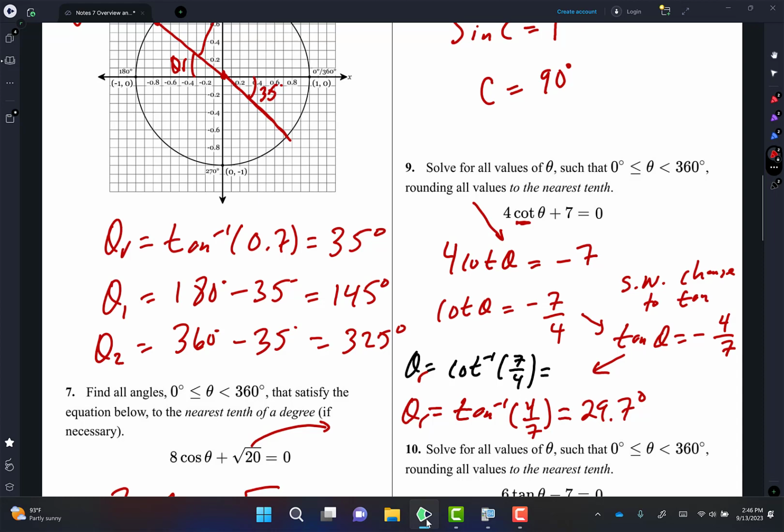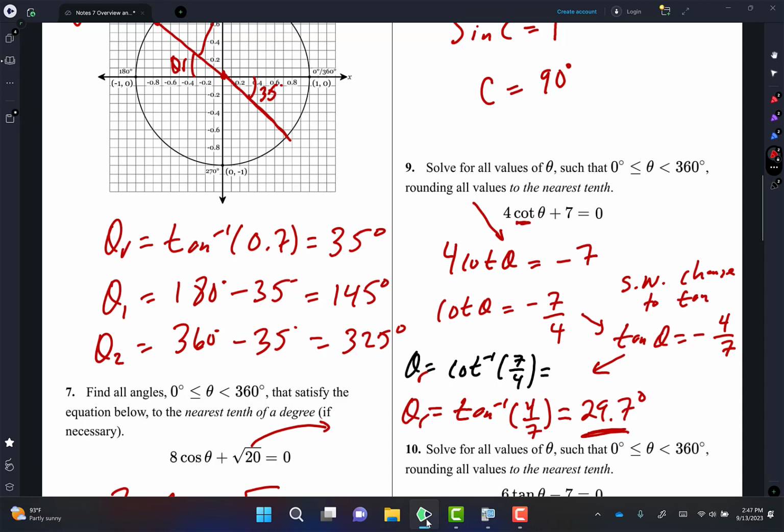Okay. Here we go. That's my reference angle. That is not the angle I'm looking for. I know that tangent or cotangent, doesn't matter, they're reciprocals of each other, but the sign is the same in both quadrants. I know that tangent is negative in what 2 quadrants? Second and the fourth. So this is my reference.